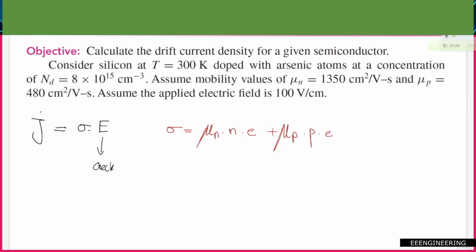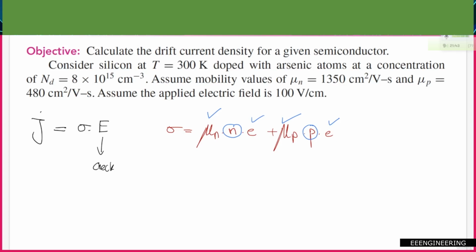So what we're going to do at this point is that we already have the value for mobility of electron, mobility of hole, and we know the charge. But what about n and p, which are the concentration of electron and hole? So we don't know them. So first we need to calculate the concentrations of electrons and holes.